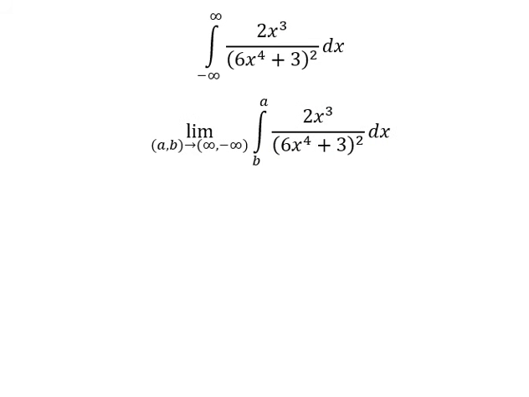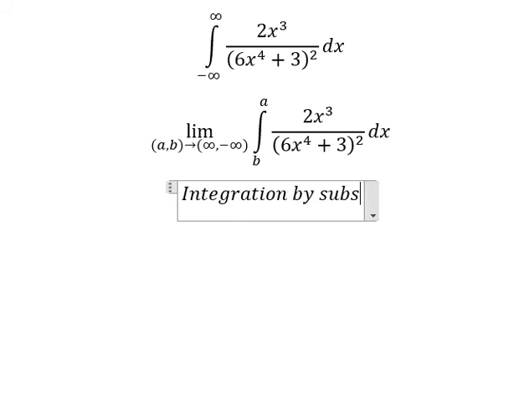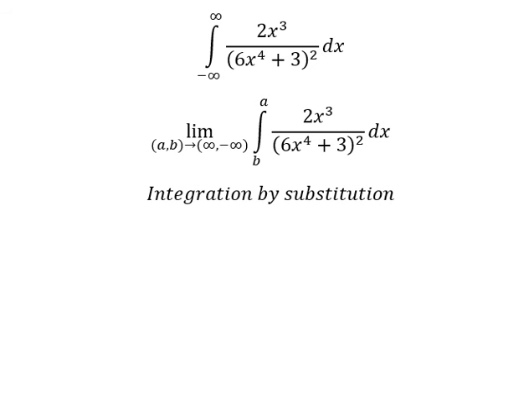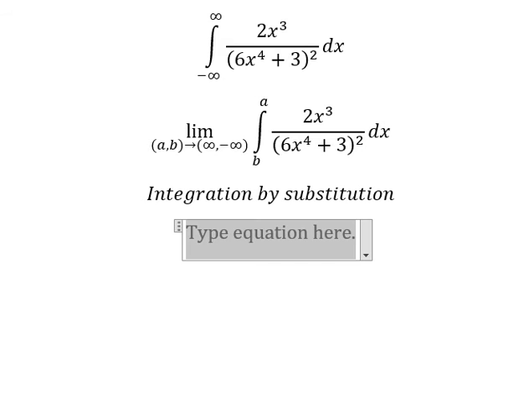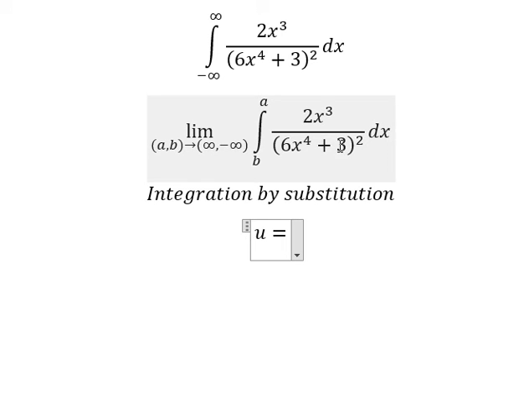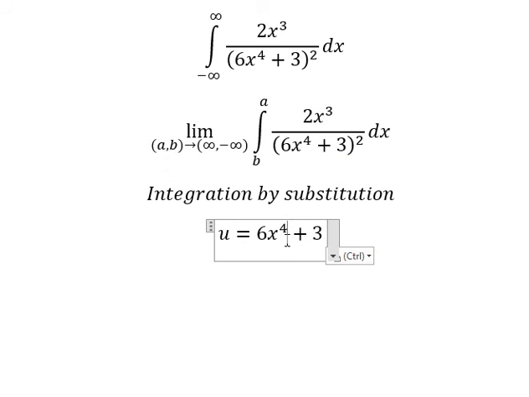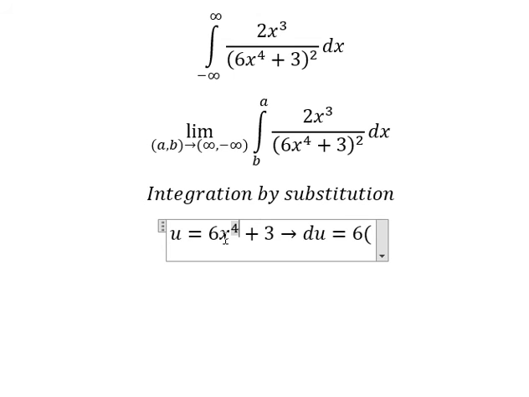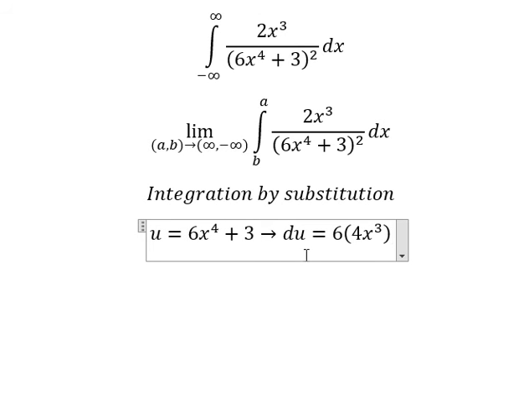Next, we need to use integration by substitution. So I will put u equals to this one. Later, we need to take the first derivative of both sides. This one we have 4x to the power of 3. This one is a constant, so you get 0.